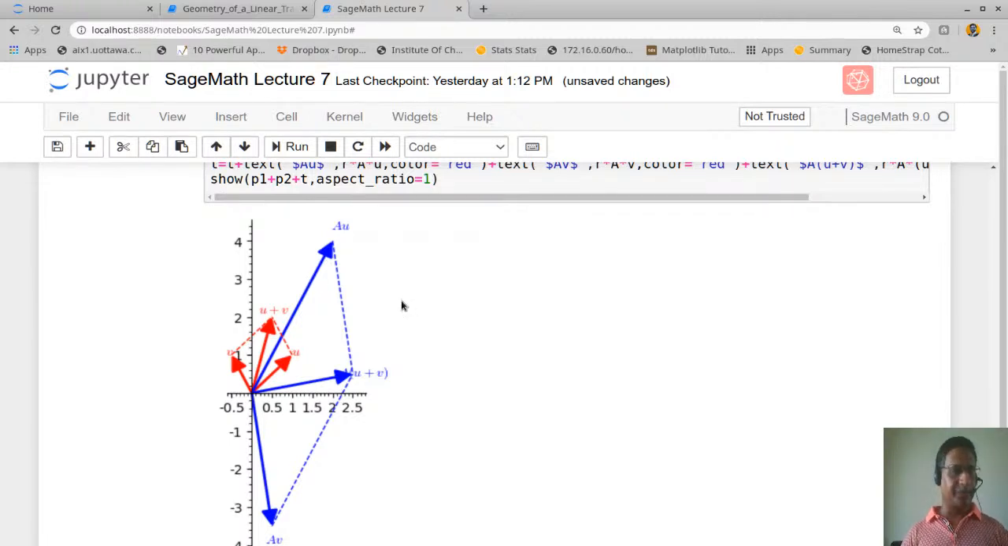Okay, so these are the things I wanted to cover, and in the next lecture, I'll do some applications of linear algebra, maybe 3-4 applications, which are quite nice applications, and you'll see how we can very easily look at several applications of linear algebra using Sage.